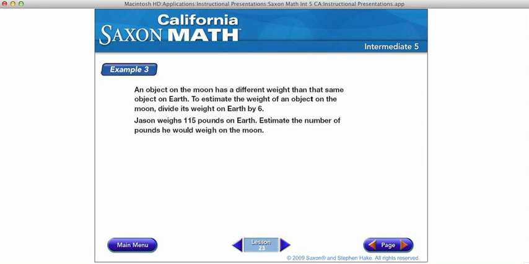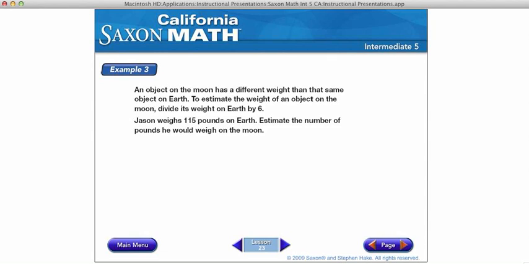All right, here we go for example 3. An object on the moon has a different weight than that same object on Earth. We'll talk more about that next quarter. To estimate the weight of an object on the moon, divide its weight on Earth by 6. Jason weighs 115 pounds. Not you, Jason, just a Jason. Estimate the number of pounds he would weigh on the moon.